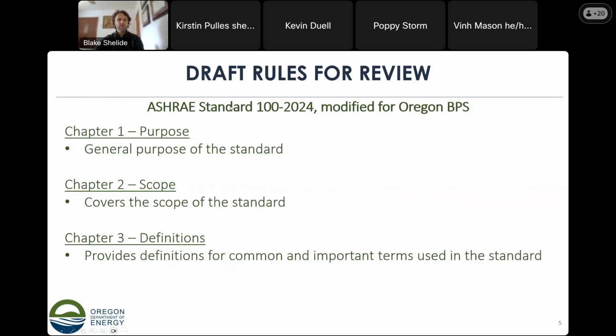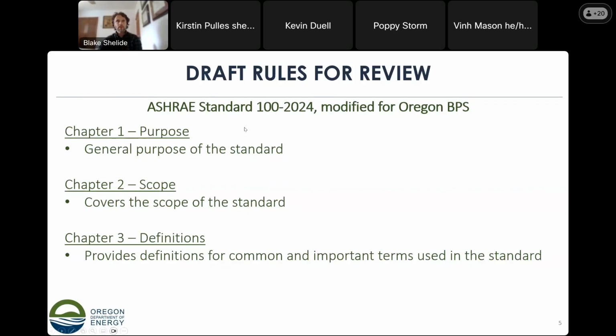There are different chapters, and our comment portals are structured based on the category. For example, we have one comment portal for chapters 1 through 3, another comment portal for chapters 4 through 6. So hopefully that helps organize. If you want to make a comment on just one topic, you can do that without wading through all of the comment portals.